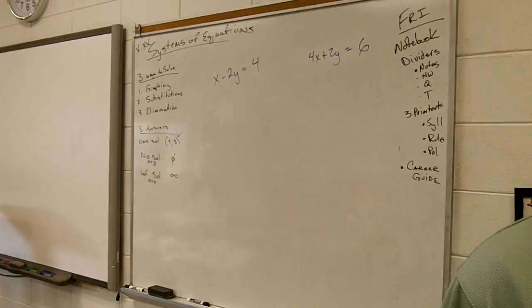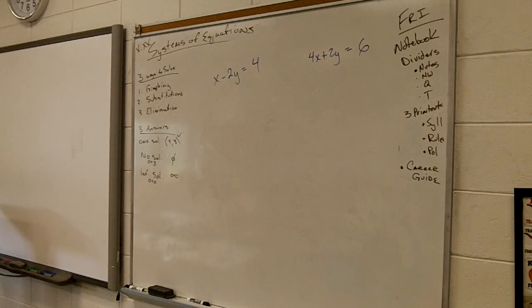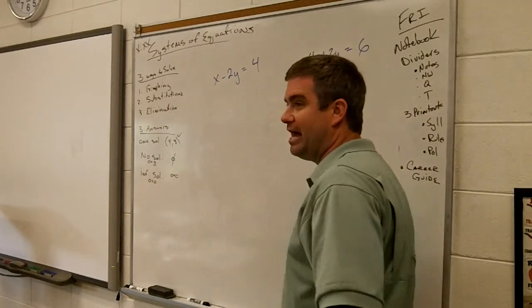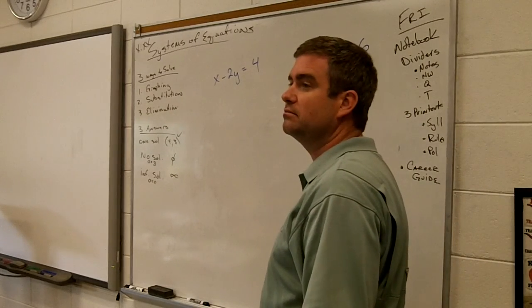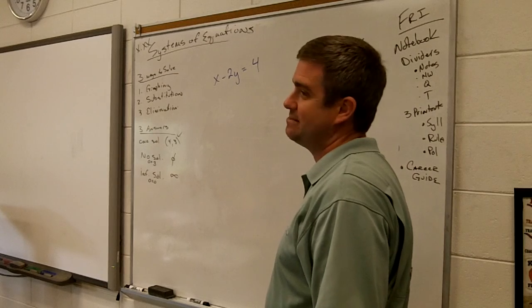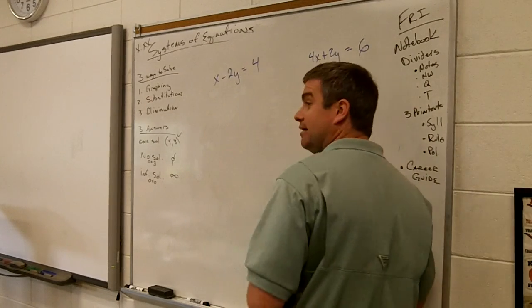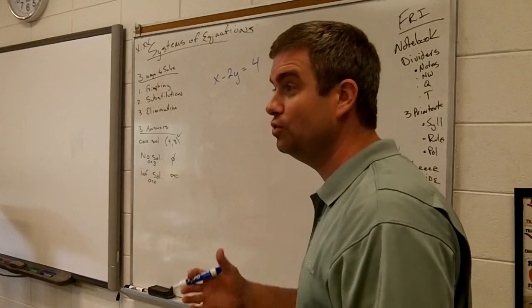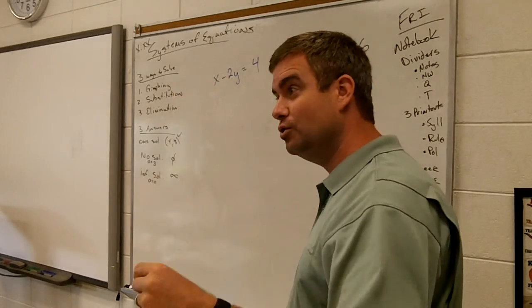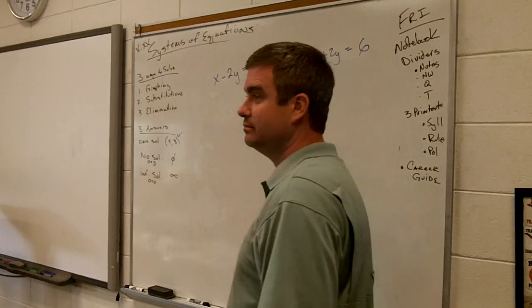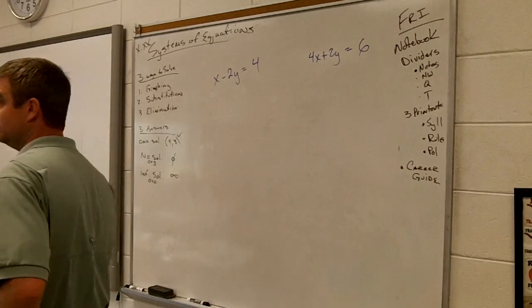What is another method of graphing, different than slope-intercept form, that would be advantageous here? Anybody know? What's the best way to graph these two equations? Math word starts with an I. I'll give you a hint. We're going to do this and this. Intercepts. Very good. We're going to use intercepts. Write this down. Use intercepts when in standard form. This is standard form. Okay?